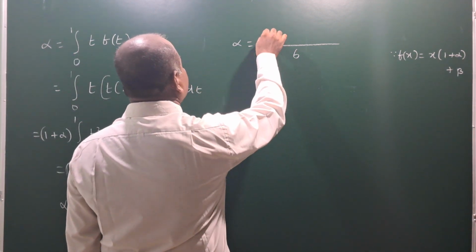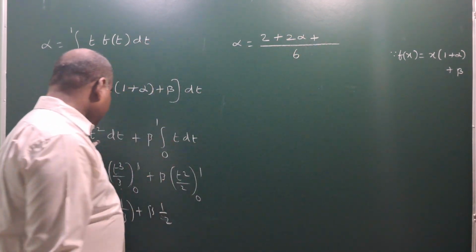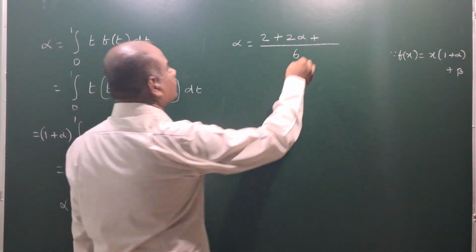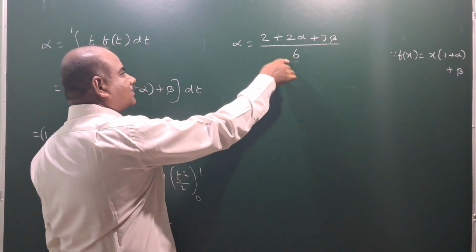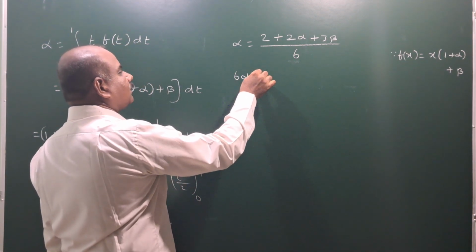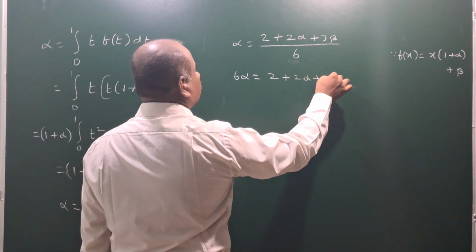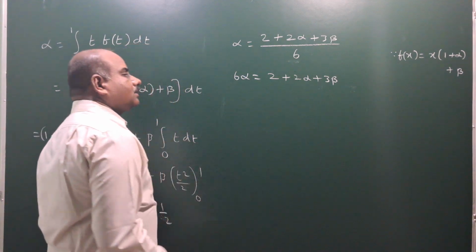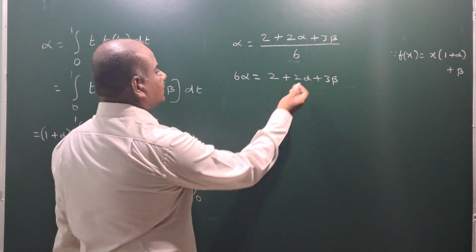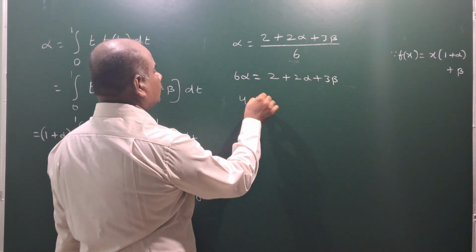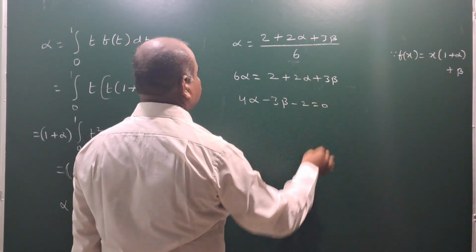So 2 into 1 plus alpha: 2 into 1 is 2, 2 into alpha is 2 alpha, and 3 into beta is 3 beta. So transposing 6 to the left side, 6 alpha is equal to 2 plus 2 alpha plus 3 beta. Transposing RHS to LHS, we get 6 alpha minus 2 alpha, which means 4 alpha, minus 3 beta minus 2 is equal to 0.